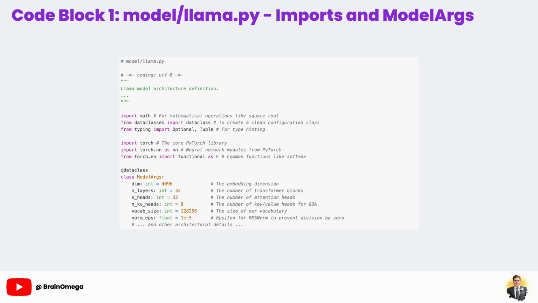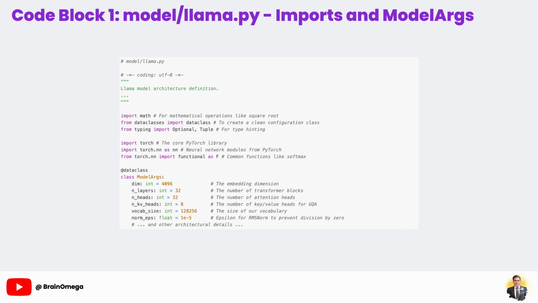All right, with that deep dive into the theory, let's open up the code and start building. We're in the model/llama.py file. This single file will contain our entire from-scratch implementation of the Llama model architecture. First, let's walk through the imports at the top so we know what tools we have at our disposal.